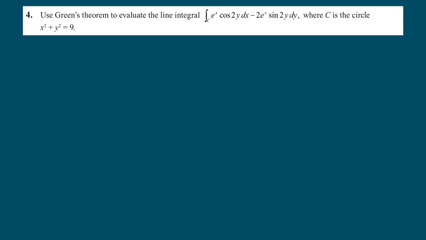So we have now a new problem to apply. So let's go apply. What is the x component of the vector field? The x component of the vector field is e to the x cosine of 2y. What is the y component of the vector field? It is minus 2 times e to the x sine of 2y.